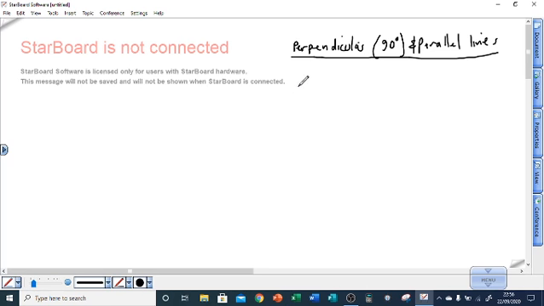So that's the first point I'm going to make there. Parallel lines have the same gradient.